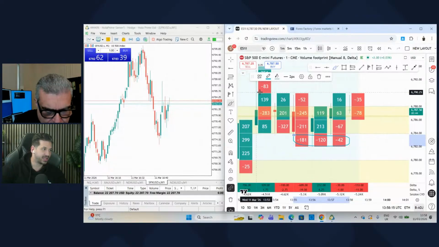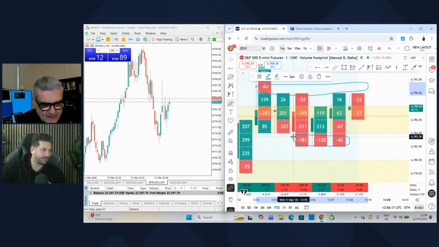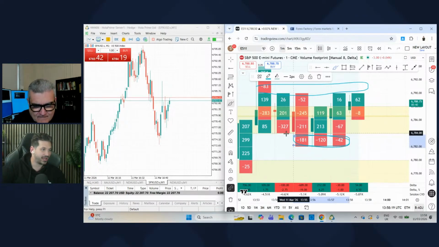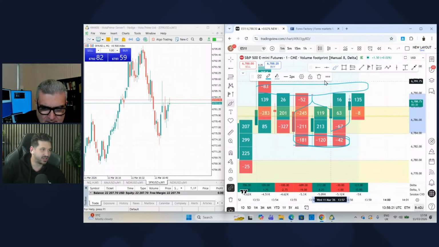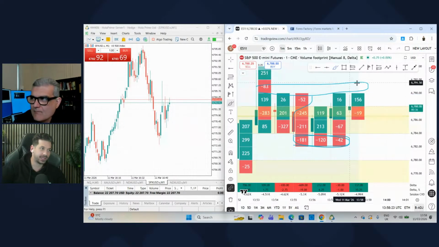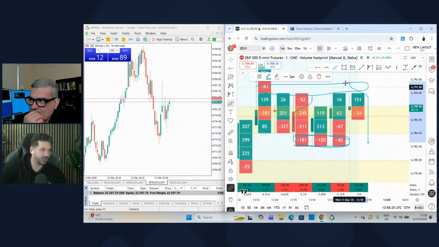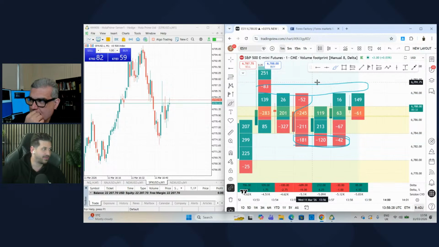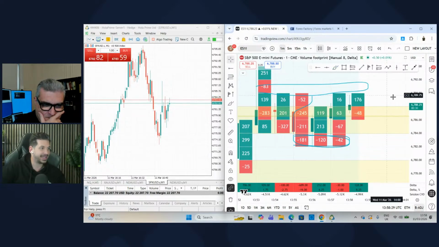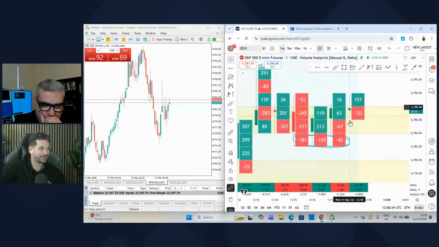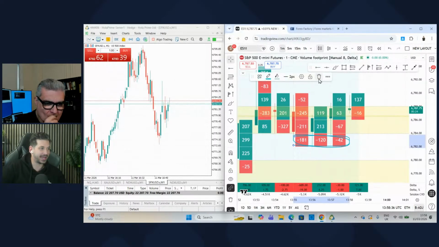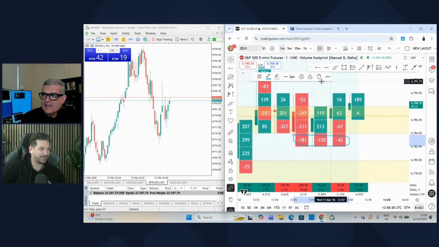But the problem is sellers are happy to sell here. Buyers are happy to buy here. Right. We're kind of wedged between these two areas. Yes, we can drift up a little bit, but then sellers can come back in and push it down. Right. Because they're both equally as adamant as each other. There's no real major imbalance right now. No, it's a tight little range.